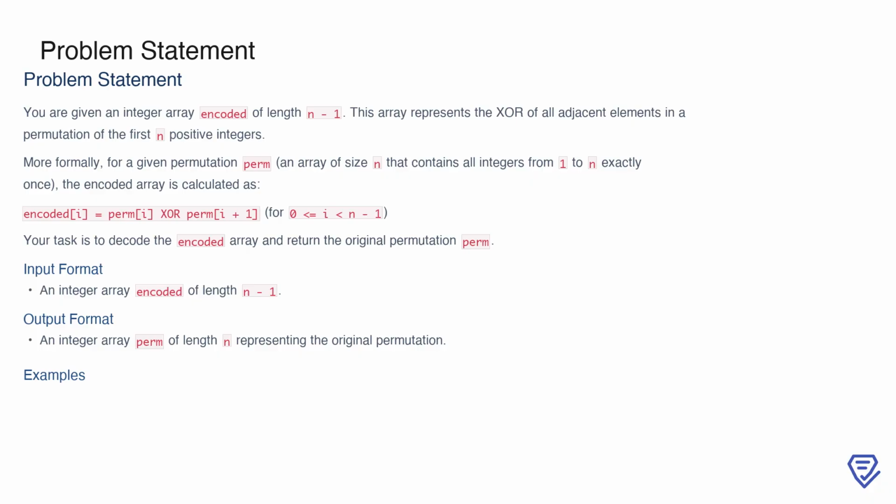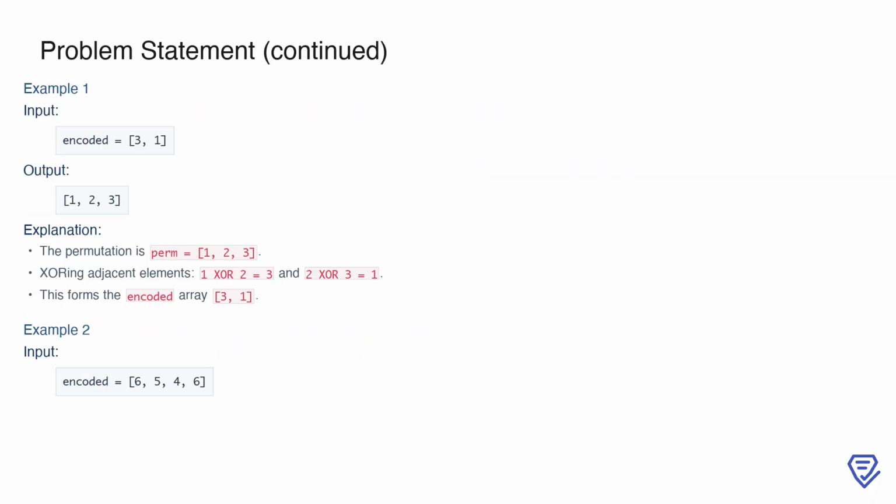Your goal in this problem is to reverse this process, to decode the encoded array and determine the original permutation perm. The input will be the encoded array, and the output should be the perm array with a length of n. Let's look at an example to better understand the problem. Suppose the input is encoded equals [3, 1]. This means the original permutation was XORed element by element to form this array. The output for this example is perm equals [1, 2, 3].